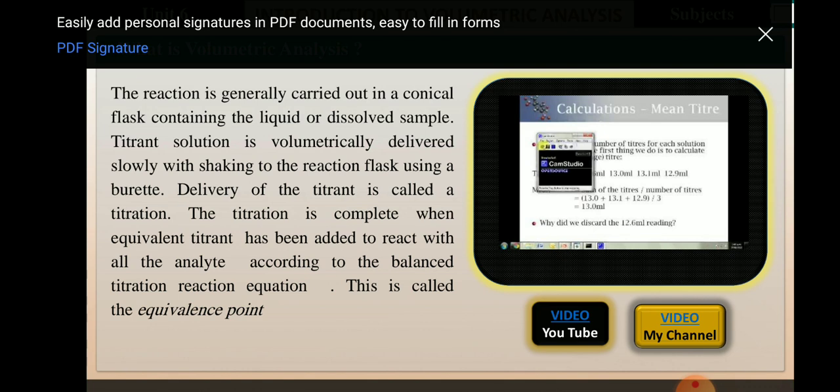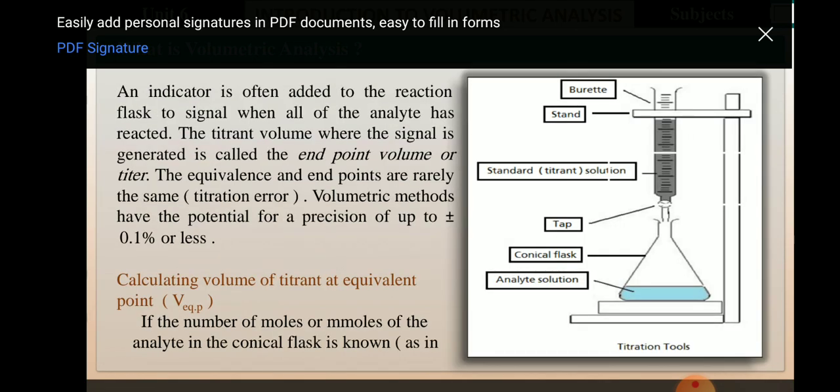The titration is complete when the equivalent titrant has been added to react with all the analyte according to the balanced titration reaction equation; this is called the equivalence point. Next, an indicator is often added to the reaction flask to signal when all the analyte has reacted. The titrant volume where the signal is generated is called the end point of the volume. This is the end point definition of volume or titer. The equivalence and end points are rarely the same; that difference is the titration error.